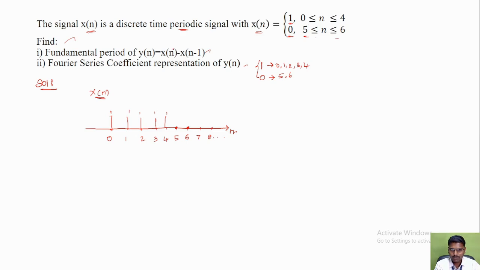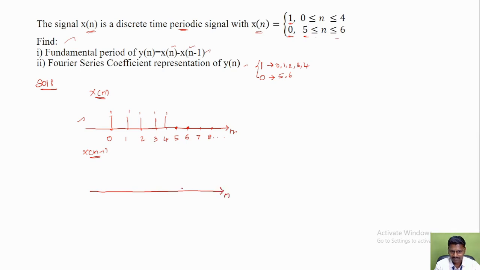Now I have found the value for x of n. Next I need to find the value for x of n minus 1. So x of n minus 1 is nothing but a delay. If it is minus 1, then I am going to delay x of n by 1 unit. If it is x of n minus 2, then I am going to delay the x of n signal by 2 units. So I am going to draw the given x of n with a 1 unit delay.